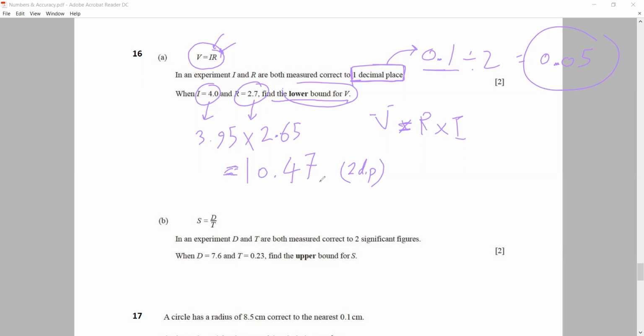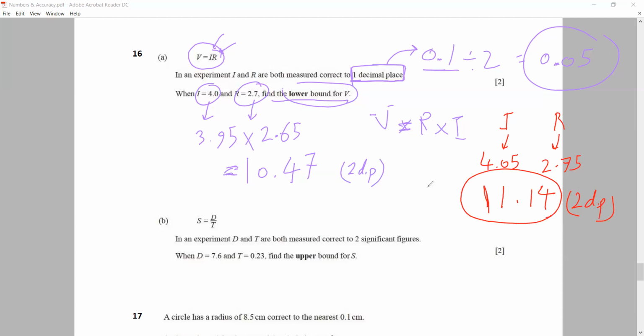Just as a practice, maybe I do the upper bound. So for upper bound, I would be 4.05, R would be 2.75, and if you multiply them, you get 11.14. That's correct to 2 dp. So you see the range. This is the upper bound and this is the lower bound. But they just asked for the lower bound. That's why it only carries 2 marks.